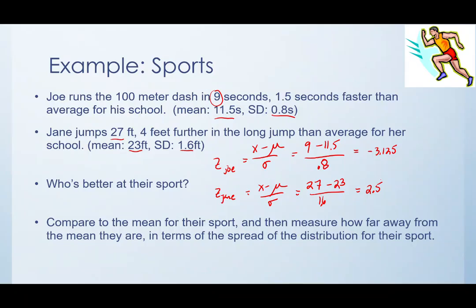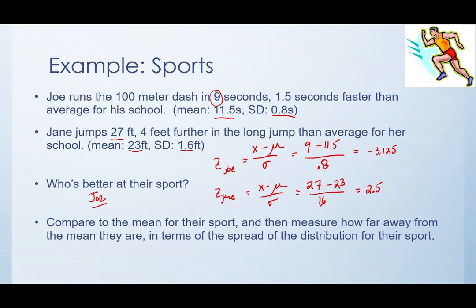Now this is a little misleading because normally better is going to be a positive z-score. So Jane here, she's 2.5 standard deviations above average. She's jumping further for her distance. Joe is 3 standard deviations below the average time, but he's running, and the faster you run, the smaller your time. So for this one, we really want to know who's further away, who has a larger number of standard deviations away from the mean. And in this case, it's going to be Joe.